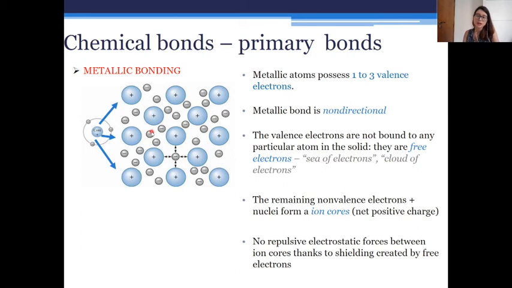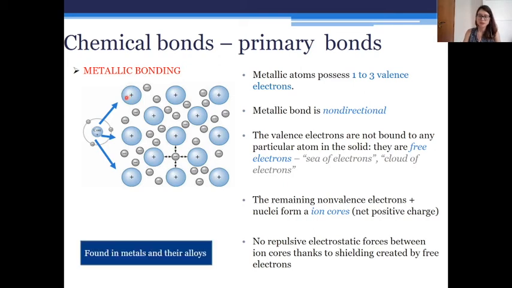There are no repulsive electrostatic forces between ion cores, because the free electrons create shielding between them. We will find this kind of metallic bond in metals and their alloys. These free electrons are responsible for many properties found in metals. And let's remember that metallic bonds are non-directional.